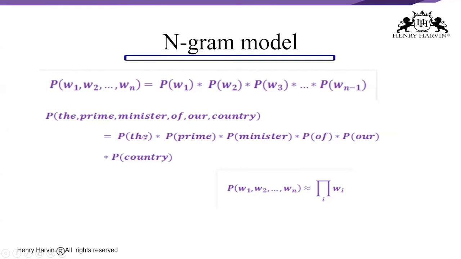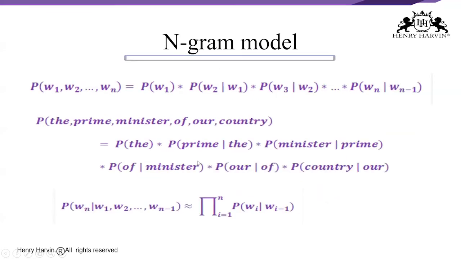How can I understand this better? P of the Prime Minister of our country, which is nothing but probability of the into probability of prime into probability of minister into probability of of into probability of our into probability of country. So here we can see the probability of the Prime Minister of our country. This is what I am trying to solve now. So probability of the, that's going to be the first word.